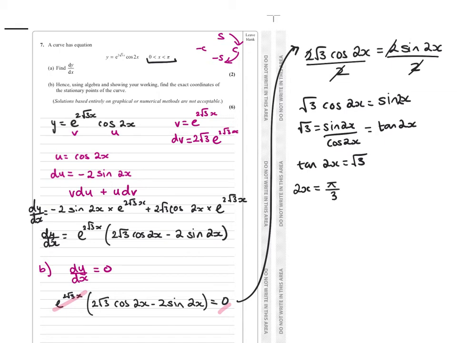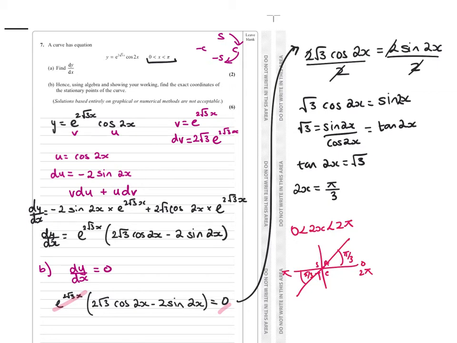Okay, I need to change my interval. So 0 is less than 2x is less than 2 pi, because I've multiplied my x by 2, so I need to multiply everything else by 2. If I have a look at my CAST diagram, I get 0, pi, 2 pi, CAST, pi over 3, it's roughly here. Okay, and tan, I'm going to have here as well.